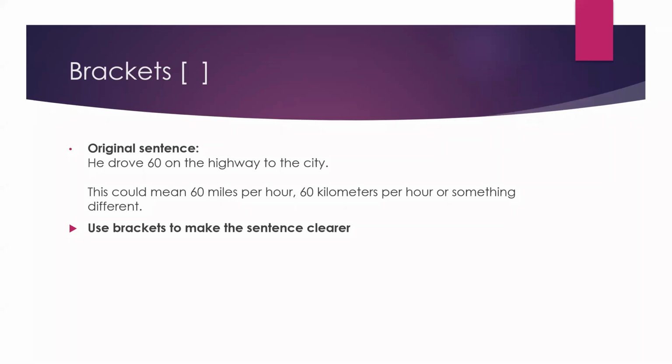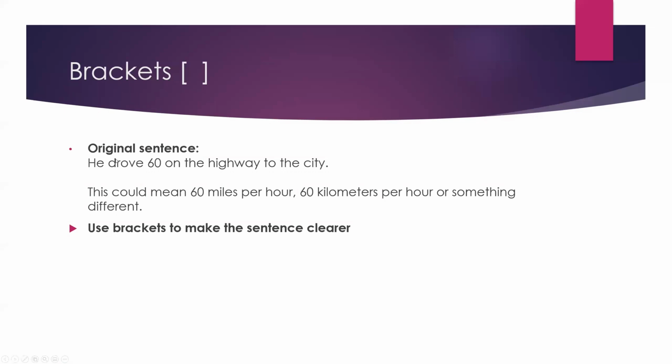Now we go back to one of the original uses of brackets, which is to give context and further information, okay? Now look at this sentence. He drove 60 on the highway to the city. Now 60 here could mean miles per hour or kilometers per hour or something entirely different, okay? We do not know.